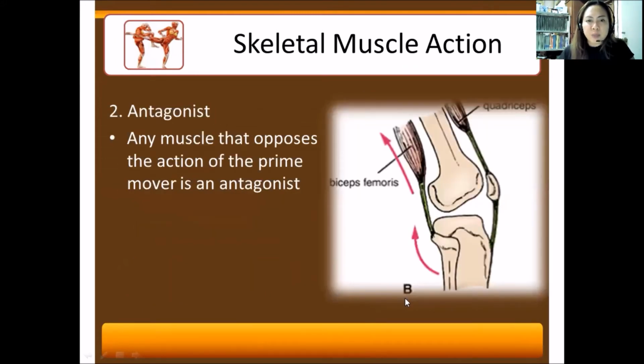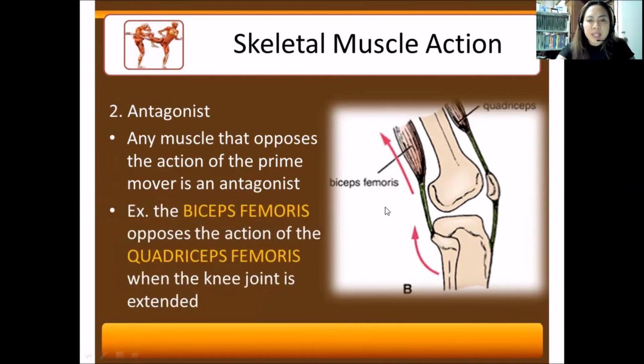So kung siya ang prime mover, ano naman ang tawag dun sa ibang muscle? So another muscle will be the antagonist. Any muscle that opposes the action of the prime mover is an antagonist. So in this case, kung ang prime mover natin is the quadriceps femoris, ang ating antagonist which is behind the quadriceps femoris is your biceps femoris. So the biceps femoris opposes the action of your quadriceps femoris when the knee joint is extended. So that is one application already.